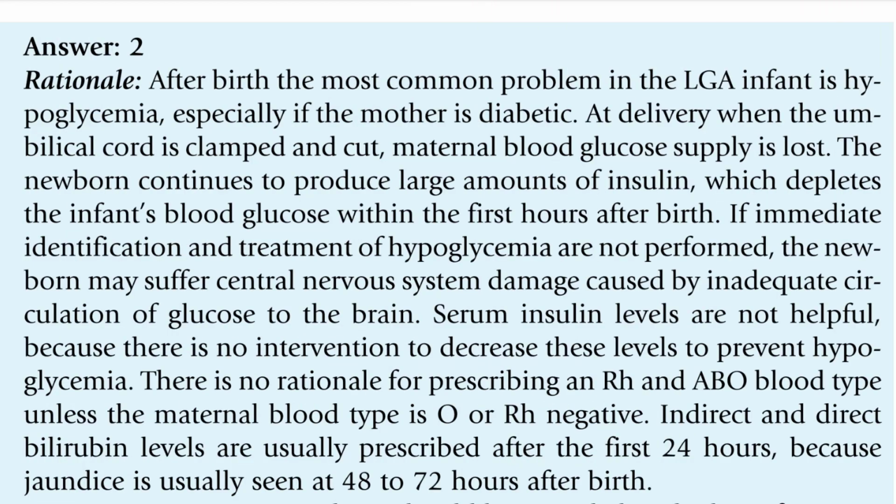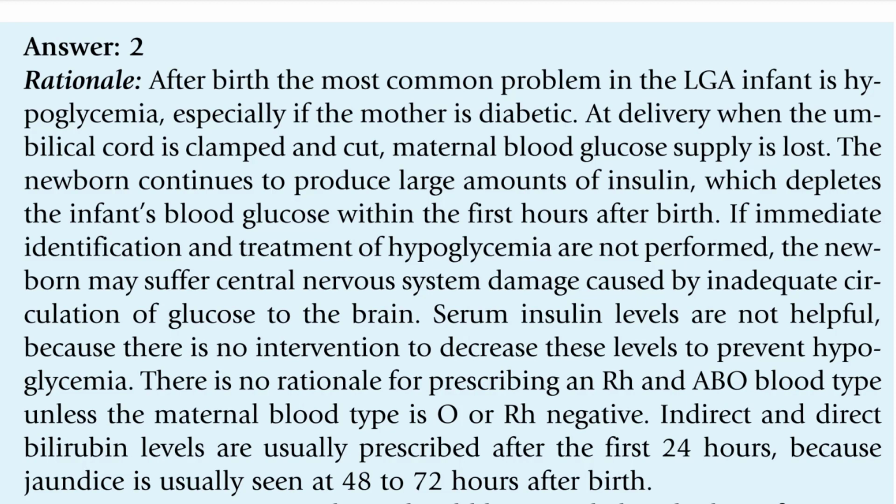Answer: 2. Rationale. After birth, the most common problem in the LGA infant is hypoglycemia, especially if the mother is diabetic. At delivery, when the umbilical cord is clamped and cut, maternal blood glucose supply is lost. The newborn continues to produce large amounts of insulin, which depletes the infant's blood glucose within the first hours after birth. If immediate identification and treatment are not performed, the newborn may suffer central nervous system damage caused by inadequate circulation of glucose to the brain.